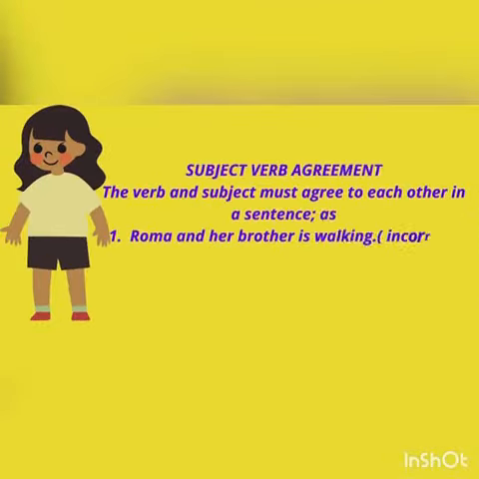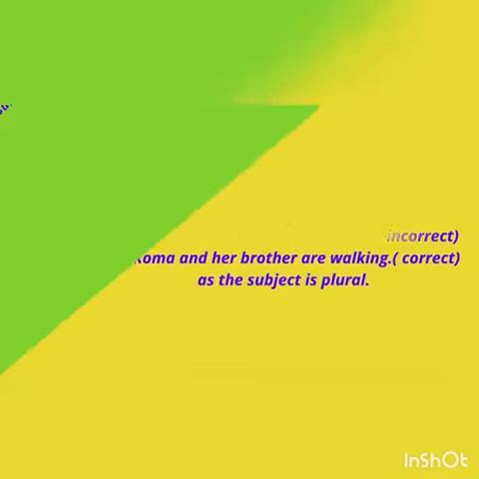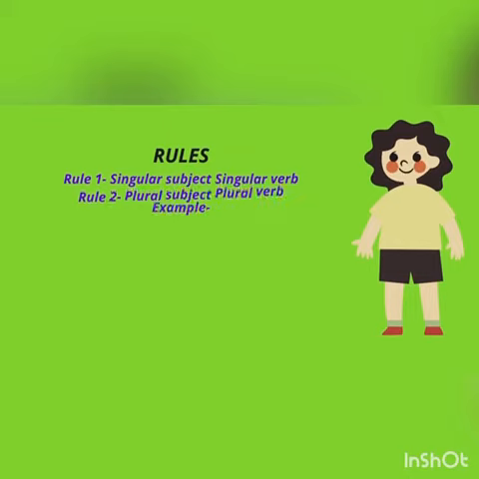The verb and subject must agree with each other in a sentence. As in, "Roma and her brother is walking" is incorrect. "Roma and her brother are walking" is correct.